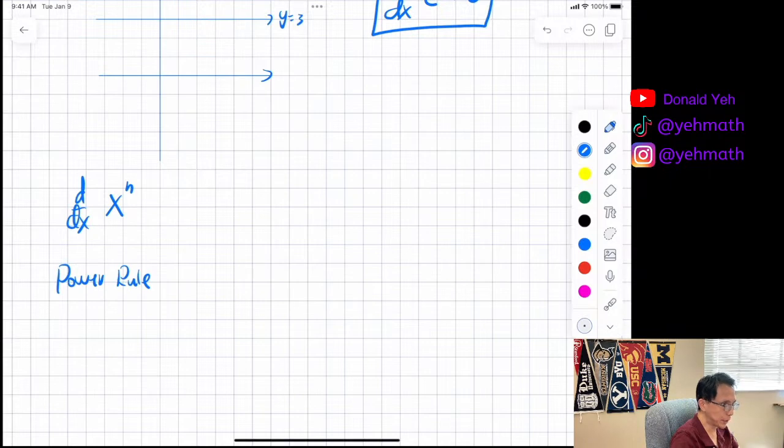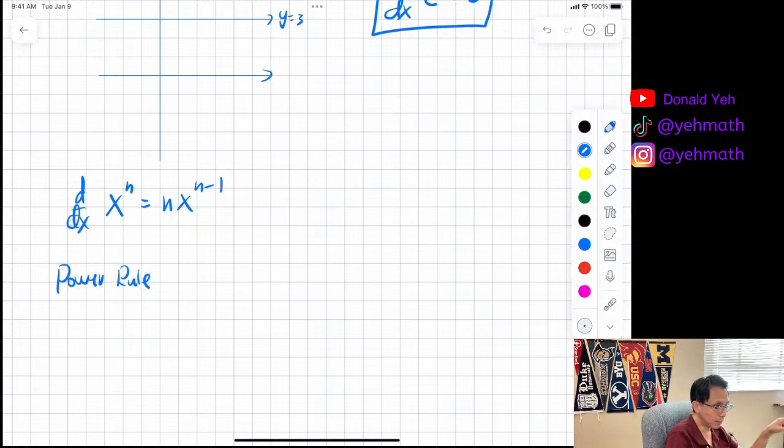Power rule is super easy. If you take a derivative using the power rule, you take the n that is in the exponent and bring it to the front, and then take this power and subtract by 1. So it's going to be n x to the n minus 1.